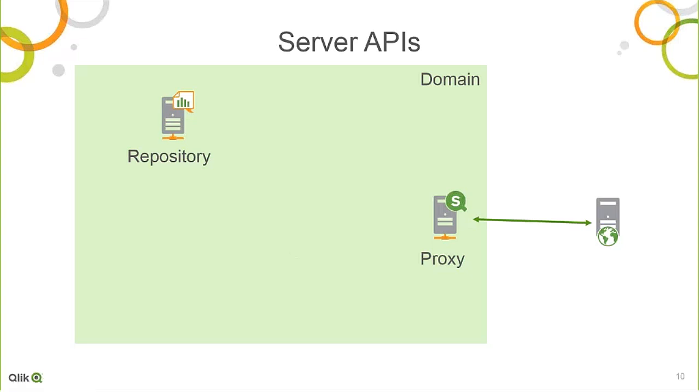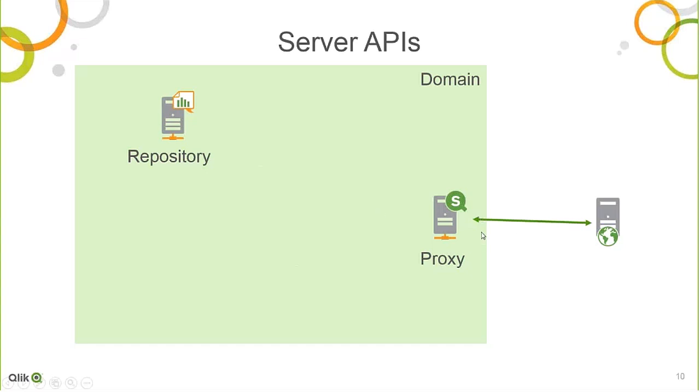In QlikView, there's a similar thing we call the QMS API. It's quite similar to each other, but the repository service API is just more powerful. So you have basically two options to reach the repository API.